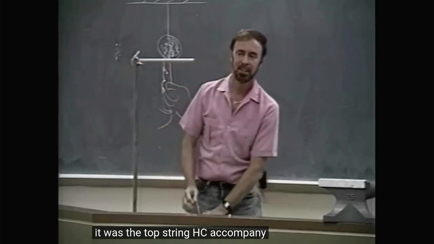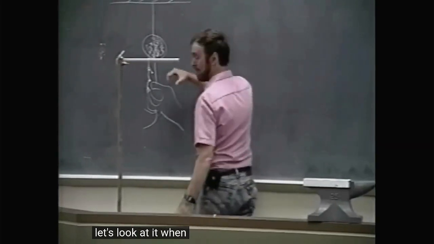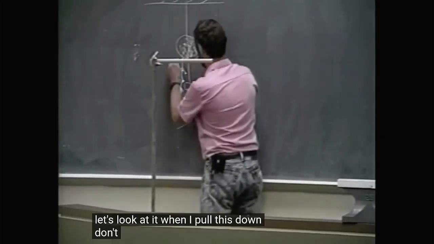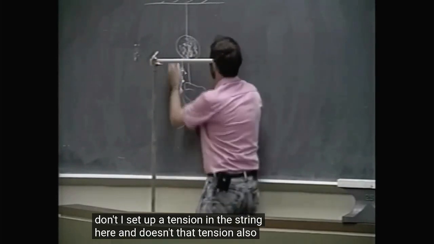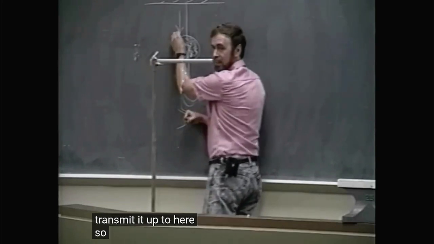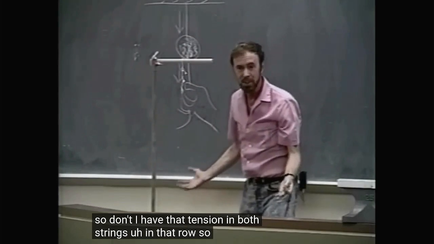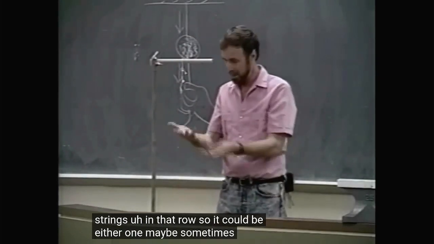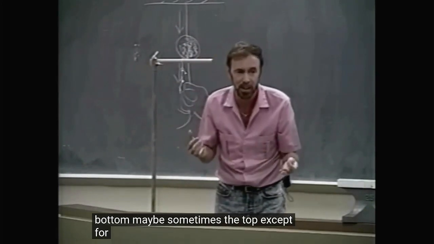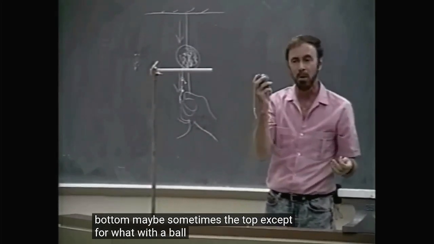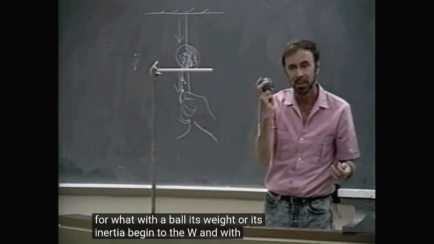How come? Let's look at it. When I pull this down, don't I set up a tension in this string here? And doesn't that tension also transmit up to here? So don't I have that tension in both strings? Isn't that true? So it could be either one. Maybe sometimes it'd be the bottom, maybe sometimes the top. Except for what with the ball? Its weight or its inertia? Begin with a W. End with a T.